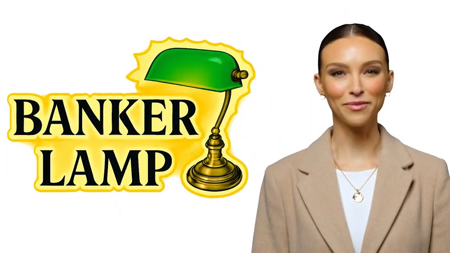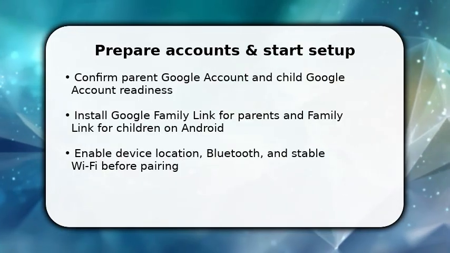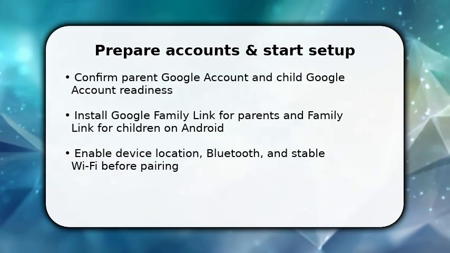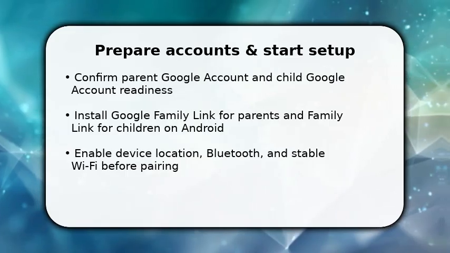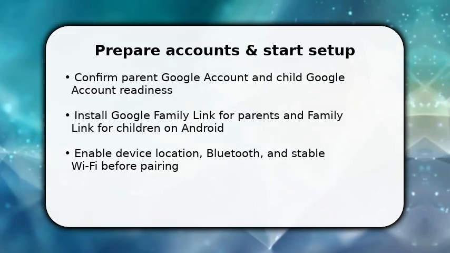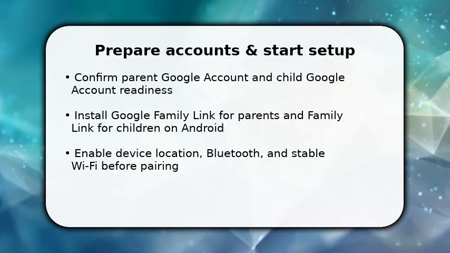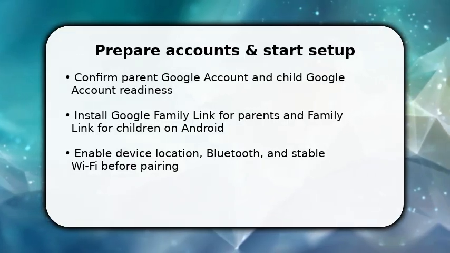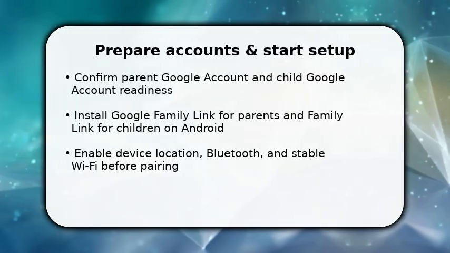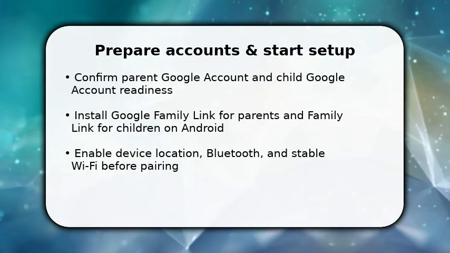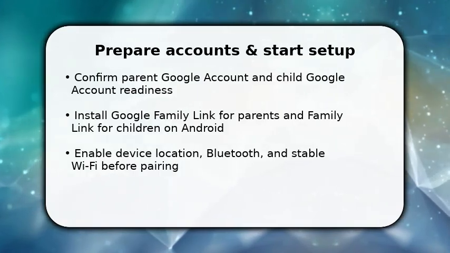Please enjoy the video. You'll begin by confirming you have the parent Google account and the child account available. This matters because permissions flow from parent to child. Once both accounts exist, open Google Family Link for parents and install the child app on the kid's device. Make sure location, Bluetooth, and stable Wi-Fi are enabled. They speed up device discovery and initial policy sync.